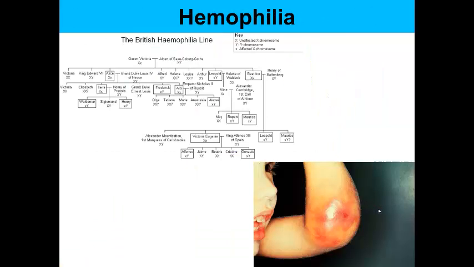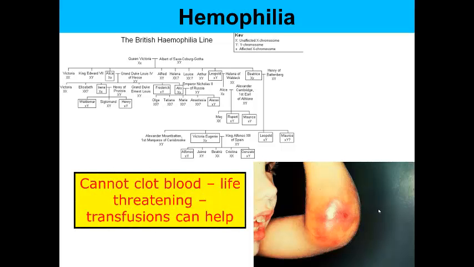The next blood disorder we're going to talk about right now is hemophilia. It exists in the British royal line. These people cannot clot blood, and it's a life-threatening condition. Transfusions can help.